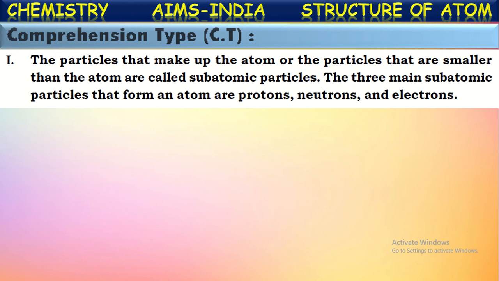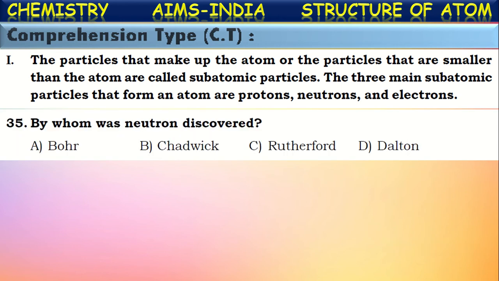Now let us see questions regarding this. By whom was the neutron discovered? Who discovered the neutron? He was James Chadwick. James Chadwick discovered neutrons.